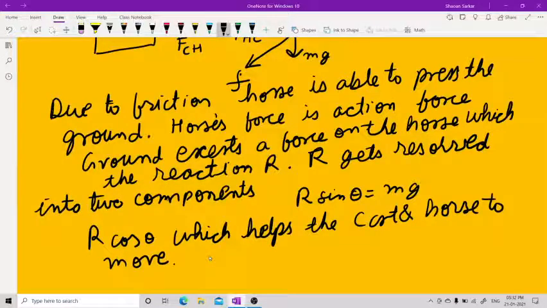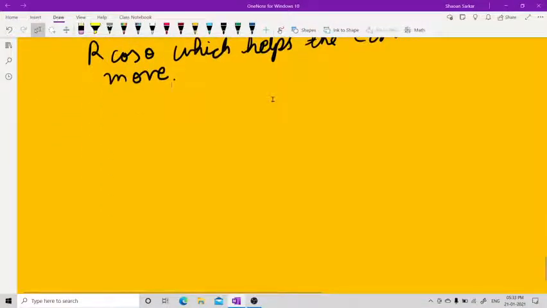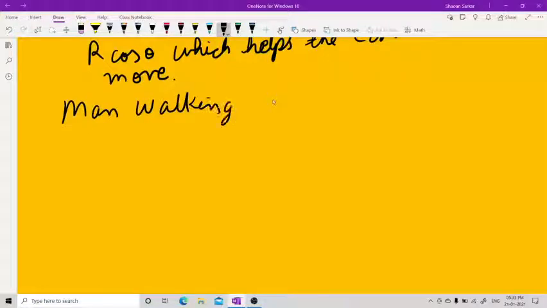Now similarly, in case of a man walking, you just need to remove the word cart and replace the word horse with man. So I'm just doing it in a very short way. See, man walking on ground. Due to friction, you are able to press the ground. Whatever language I have used up there, replace the word horse by man and remove the word cart. That will do the job.